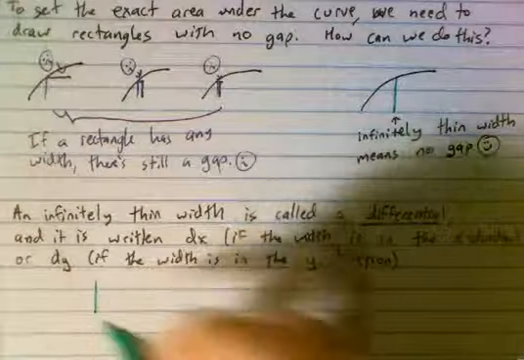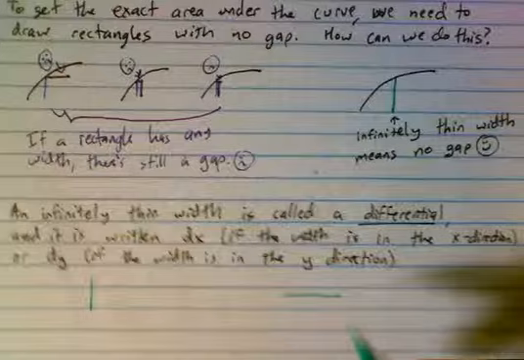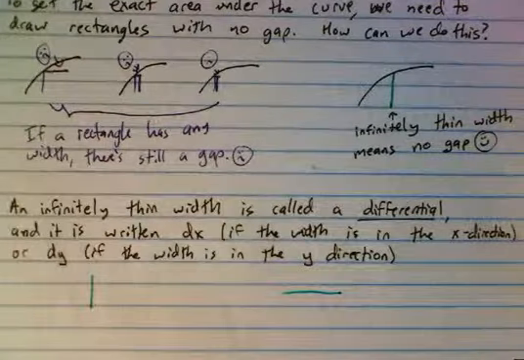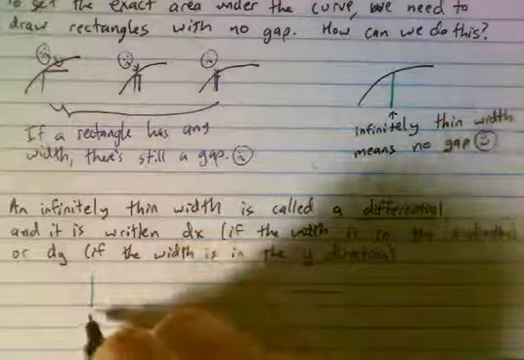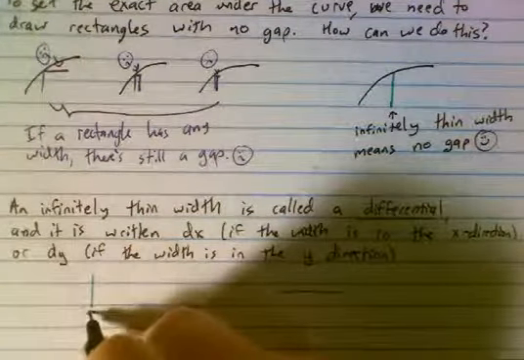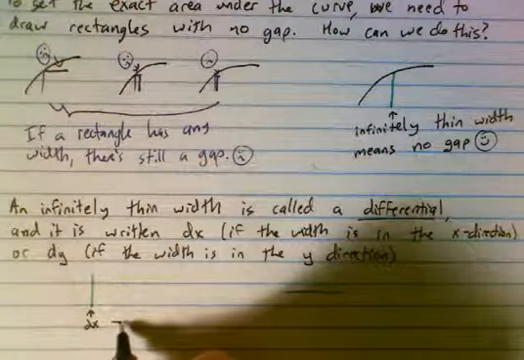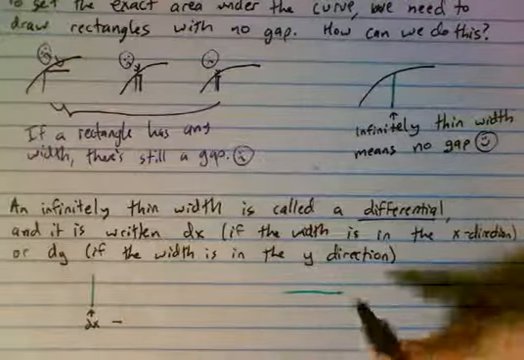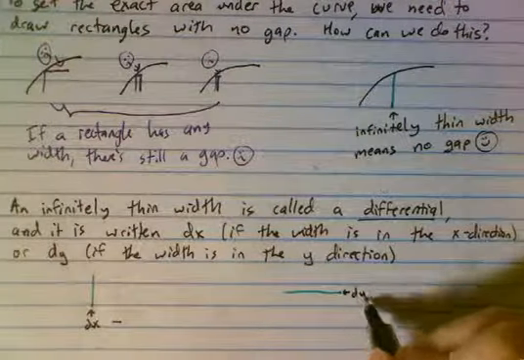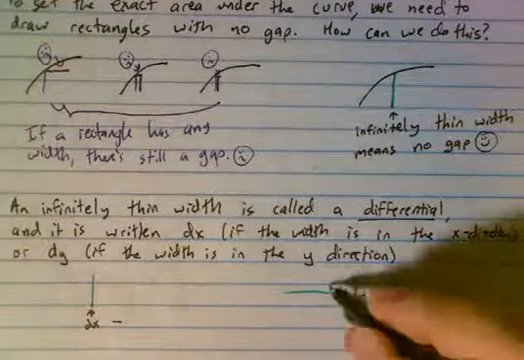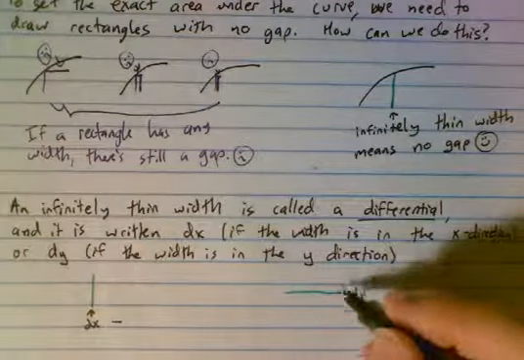So an infinitely thin rectangle like that versus like that. This width here is dx because it's going side to side if we were to draw it into an actual regular rectangle. And this one, this is dy because the width, if we were going to make an actual rectangle, this width is in the y direction.